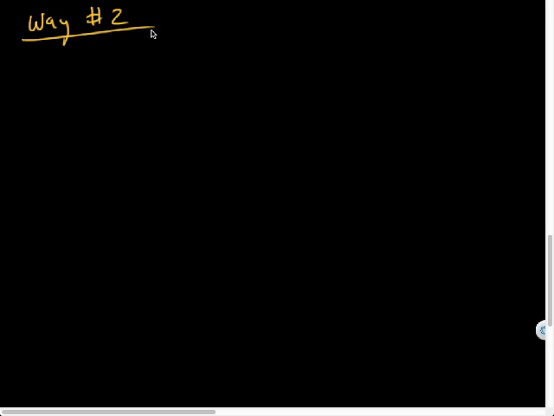All right, this way is way cooler, if I might say so myself. I like way number 1 a lot. Well, this one's actually going to save us time and space. It's going to be good. 1/2 minus 2/3 all over 1/6 plus 3/4.